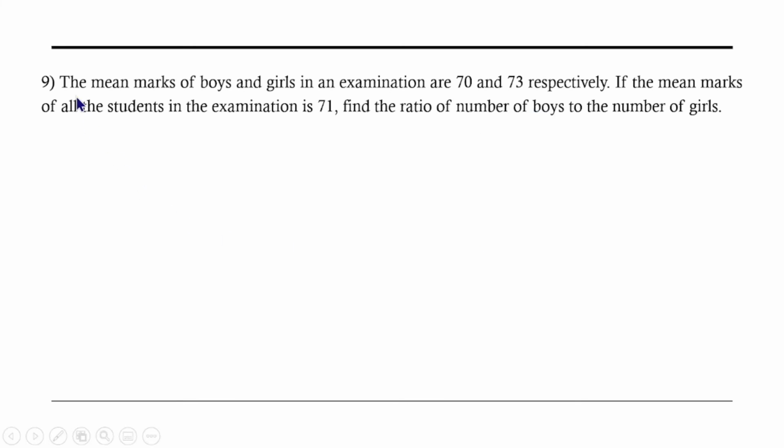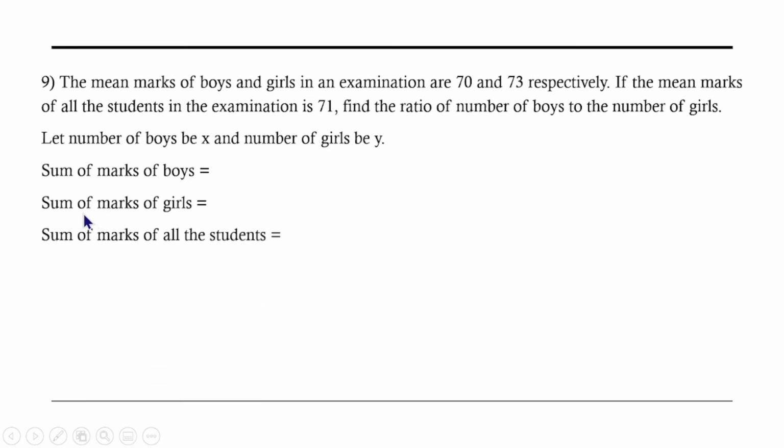The next question, the mean marks of boys and girls in an examination are 70 and 73 respectively. If the mean marks of all the students in the examination is 71, find the ratio of number of boys to the number of girls. So they have given the mean marks of boys is 70 and mean marks of girls is 73 in an examination. The mean marks of all the students is 71. We have to find the ratio of number of boys to the number of girls.